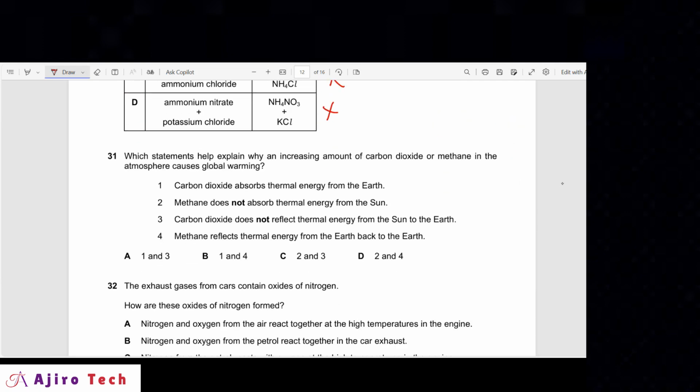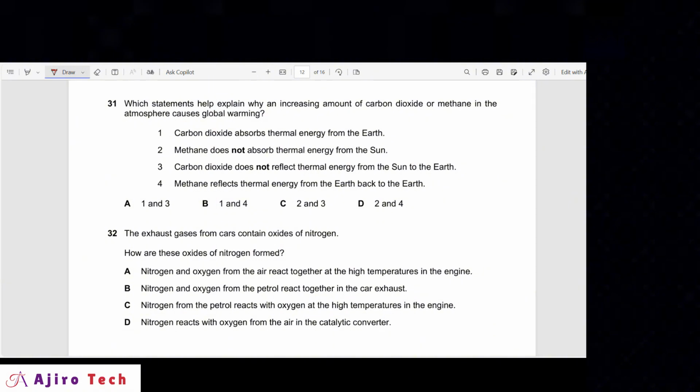Okay, question 31. Which statements help explain why an increasing amount of carbon dioxide or methane in the atmosphere causes global warming? All right, so carbon dioxide absorbs thermal energy from the air. Yes. Good. Methane does not absorb thermal energy from the sun. Oh, this is wrong. Carbon dioxide does not reflect thermal energy from the sun to the earth. It does. This is wrong. Methane reflects thermal energy from the earth back to the earth.